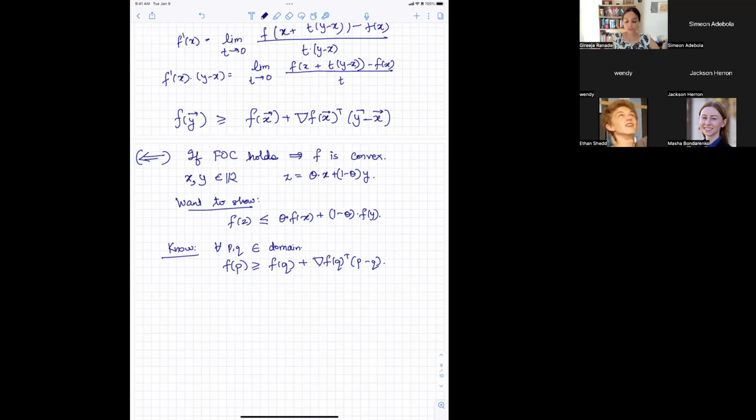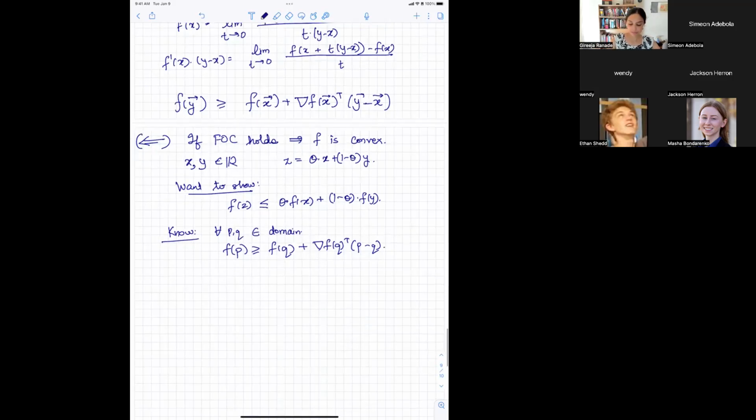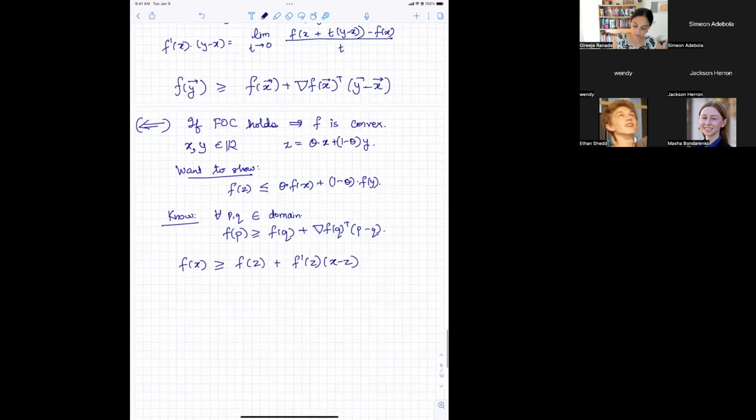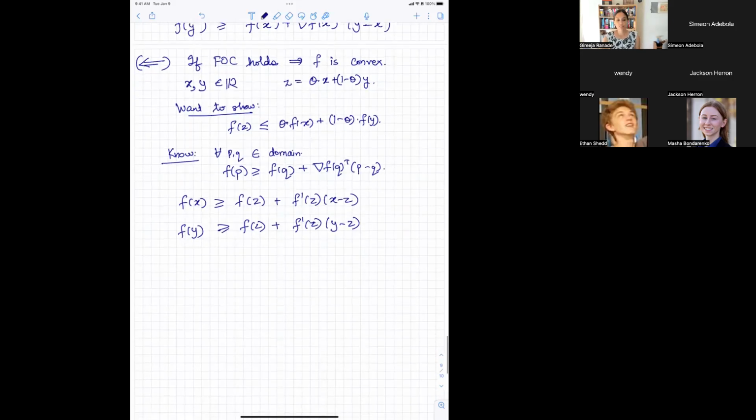Okay. So since I want to connect z and x and y and x, and I want to have f of x and f of y on the greater than or equal to side, I can write that f of x is greater than or equal to the first order expansion of z, right? So f of z plus f prime of z times x minus z. And I can similarly write f of y is greater than or equal to f of z plus f prime of z times y minus z. Does everyone see this?